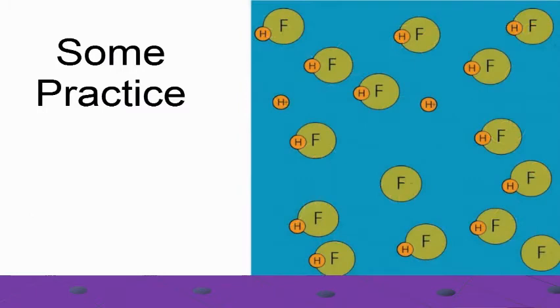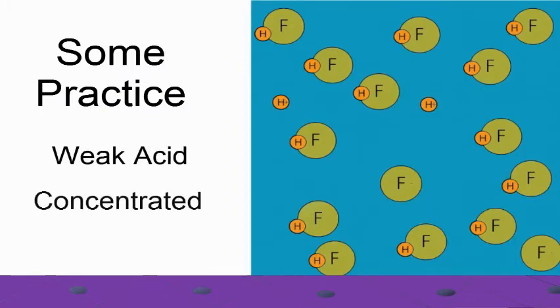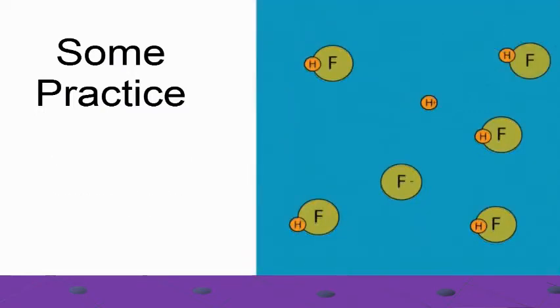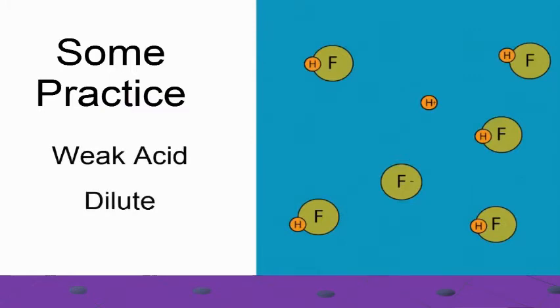So what about HF, hydrofluoric acid? Well, since most of the H pluses are still attached to the molecule there, they're not dissociated, this is going to be a weak acid. It's going to be concentrated as well because we have quite a few molecules. Last one here. It's going to be a weak acid again because we only have a few H plus ions there dissociated, and it's going to be dilute because there are not very many of the molecules there dissolved in the water.